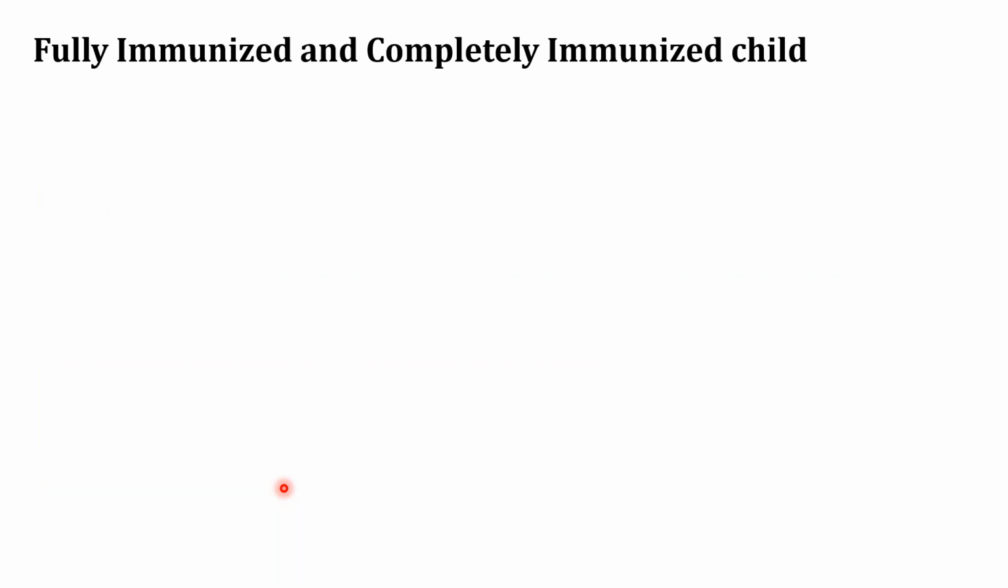Now, what do you mean by a fully immunized child and a completely immunized child? So who can tell me what do we mean by a fully immunized child? Which child is called a fully immunized child? Yes, waiting for your answers. Which child is called a fully immunized child? So fully immunized child, what do you mean by fully immunized child? Okay, so very good, Swati. So Swati says fully till 1 year and completely till 2 years, right?